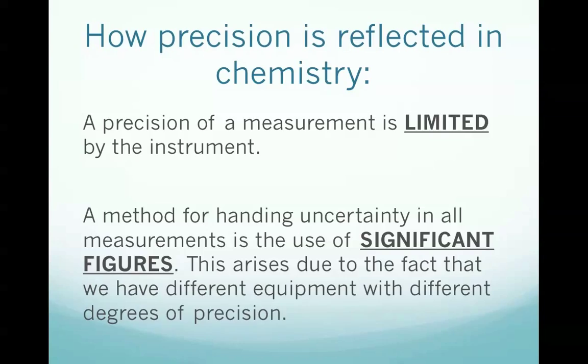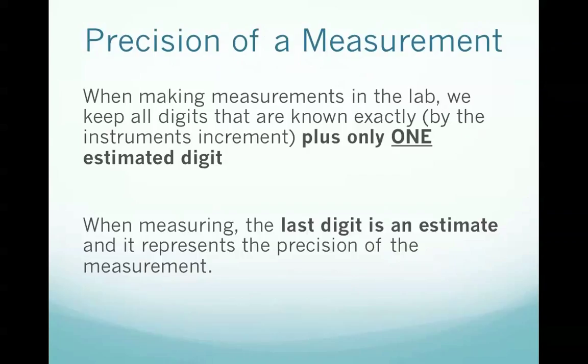So we talked about how accuracy is going to be reflected in our percent error calculations, but how is precision reflected in chemistry? Well, the precision of a measurement is completely limited by the instrument we use. There's various degrees of precision in instruments that measure very similar types of substances. So a method for handling uncertainty in all the measurements is the use of significant figures. You're going to be hearing me say that term over and over again, so a lot of times we simplify that to sig figs. This arises due to the fact that we have different equipment with different degrees of precision.